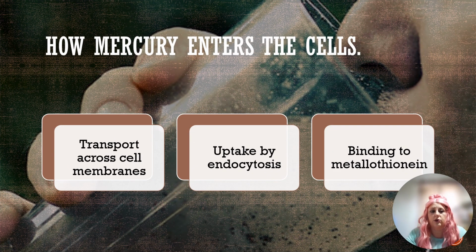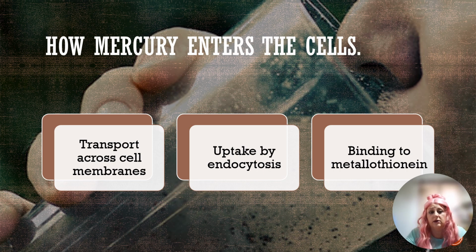Mercury enters cells through various mechanisms, including transport across the cell membrane, uptake by endocytosis, and binding to metallothionein (MT). MT plays an important part in the uptake and distribution of metals in the body, including mercury. Mercury can also cross the cell membrane by being oxidized to form mercuric oxide, which then enters cells through pores in the cell membrane.